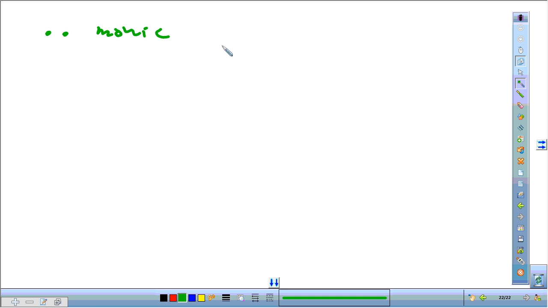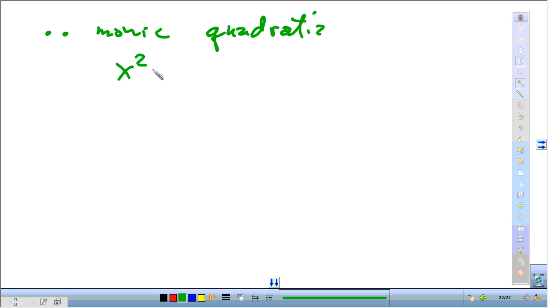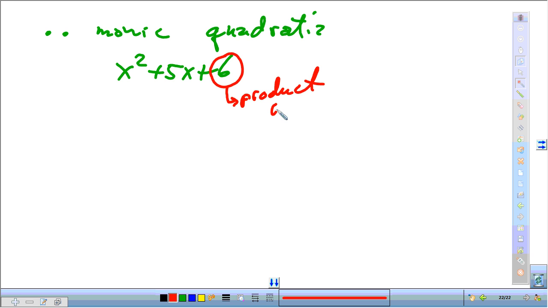Another case where we might not resort to the quadratic formula is when what we have is monic. Something like x squared plus 5x plus 6. So the leading coefficient is a 1. And so the constant, 6, is a product of the roots.